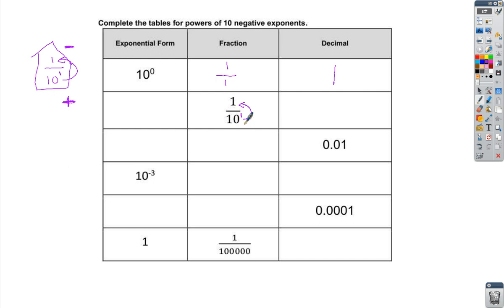So we need to bring this 10 to the first power upstairs to write it only in exponential form. So we have 10 to the negative 1, because we're bringing it upstairs, over 1. We don't really need to write this over 1, so it's just 10 to the negative 1 power.